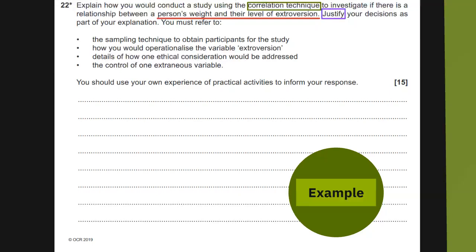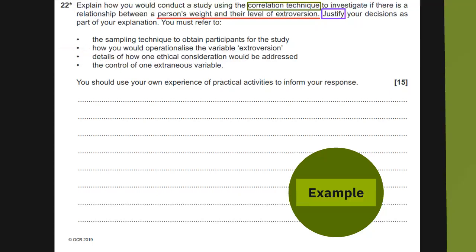As part of this, you need to justify your decisions. That's the number one problem many students encounter: they don't justify why they've planned to do something. Now, in terms of structuring your answer, you're going to write 4 paragraphs, right? So paragraph number 1, you're going to talk about sampling technique, at least for this question anyway. Paragraph number 2, you're going to talk about how you'd operationalize the variable of extroversion.